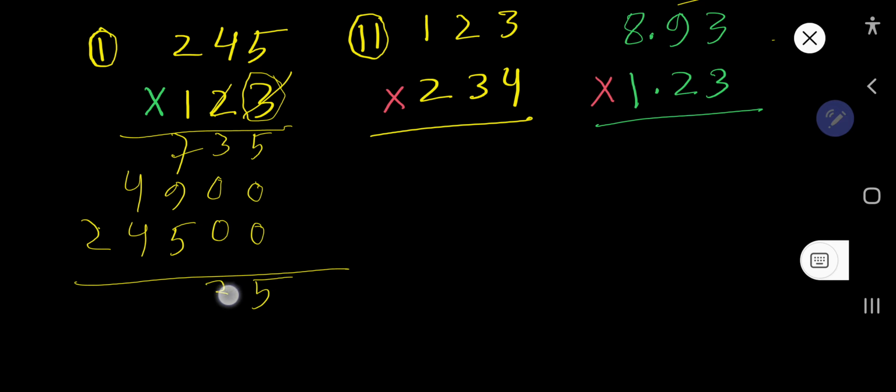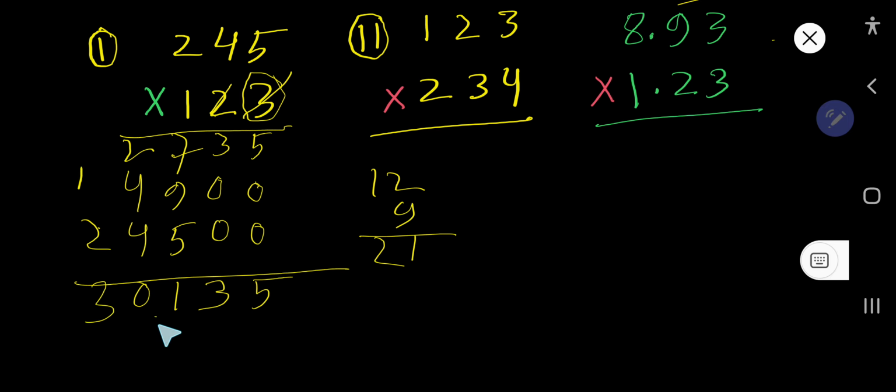3, 0, 0, that is 3. 7 plus 5, 12. 12 plus 9 equals, look, 21. So write here 1 and carry 2. 4 plus 4, 8 plus 2, 10. Write 0, carry 1. 2 plus 1, 3. So look, this is the result, right? This is the result or answer.